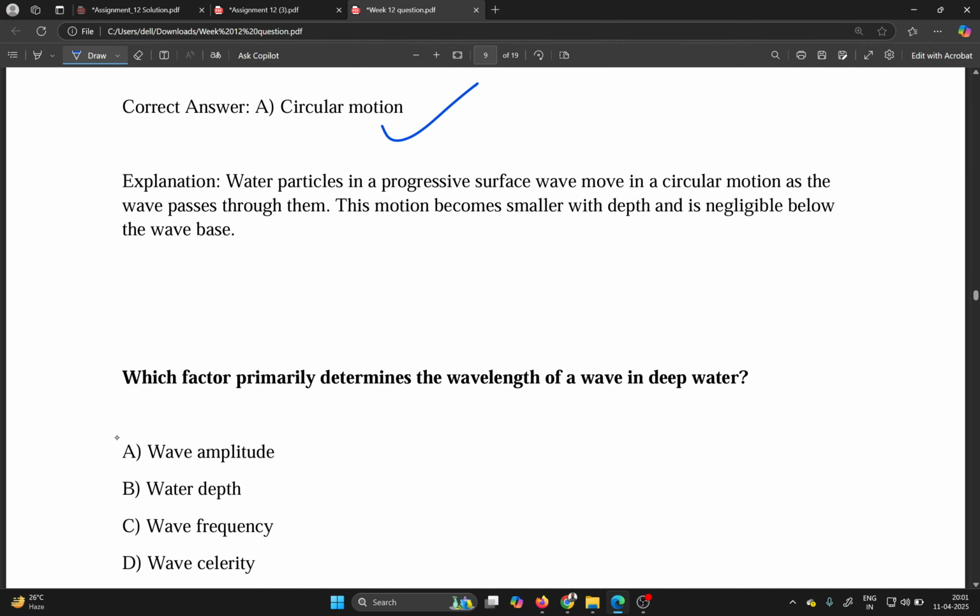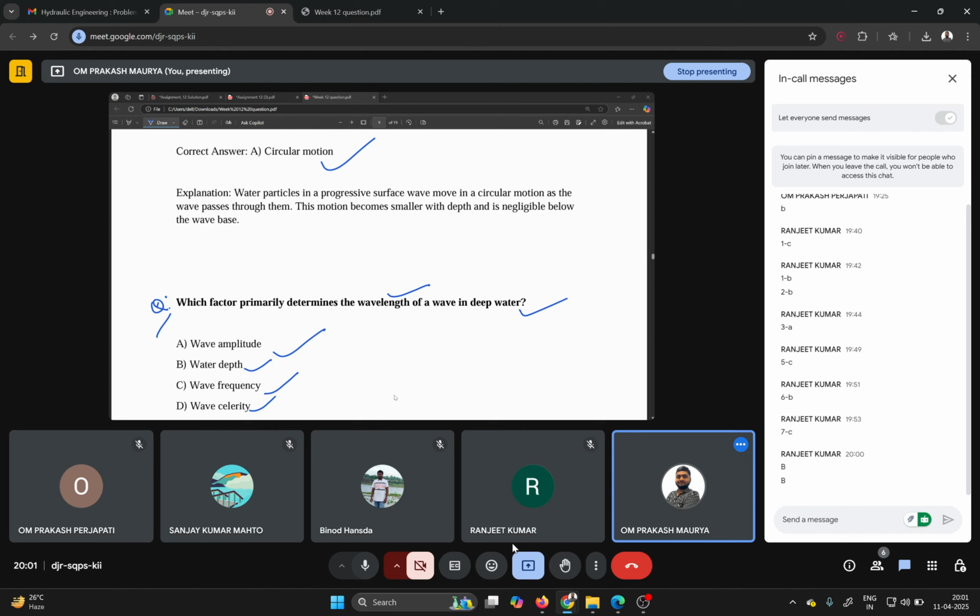And which factor primarily determines the wavelength of a wave in deep water? Wave amplitude, wave depth, wave frequency, and wave celerity. Which factor primarily determines the wavelength of wave in deep water? So anyone can write. Okay, B you are telling.